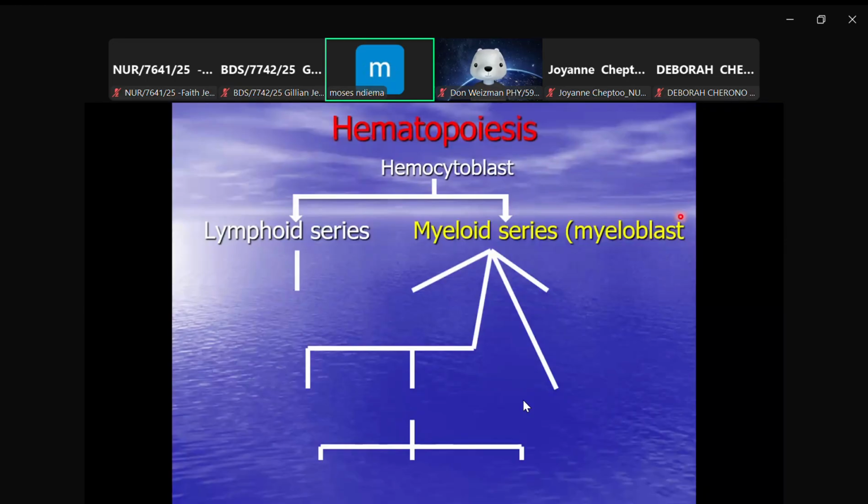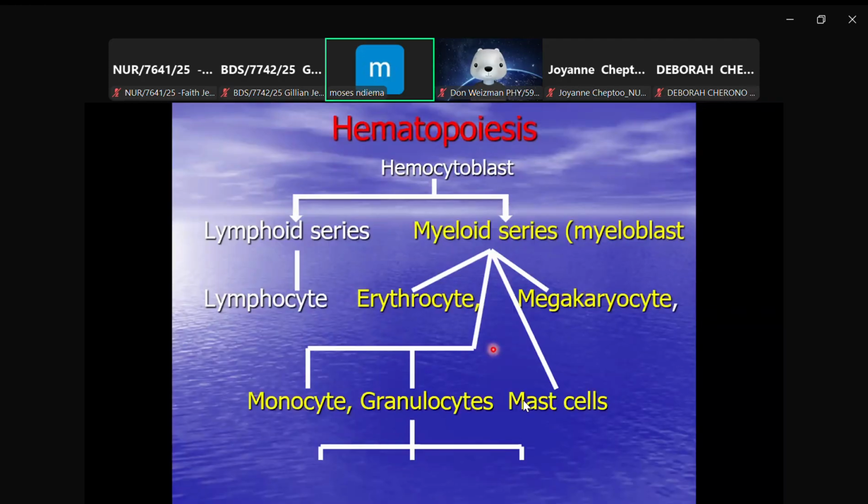So we look at hematopoiesis. What is hematopoiesis? From the word, poiesis is formation. Hem comes from blood. So we are talking about formation of blood. Specifically, we're talking about formation of the blood cells, the formed elements of blood.